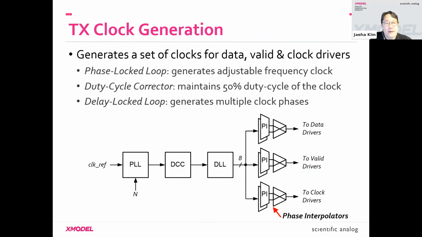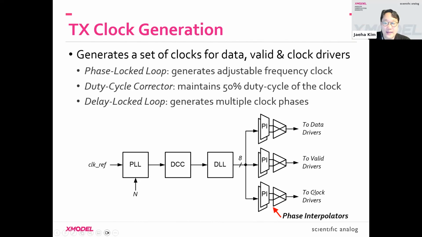Let's start with the clock path. The first part of the clock path is the circuit that generates a set of clocks. We need multiple clocks that we have to propagate to the data path. Some of them will drive the driver for the data, some others will drive the driver for the valid, and the last one is the driver for the clock.